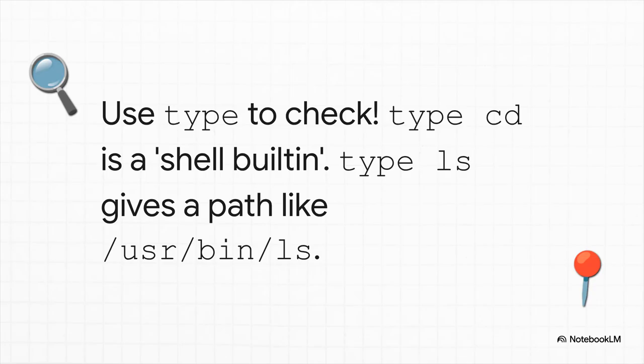So how can you tell which is which? Easy. There's a command for that. It's called type. If you run type cd, the shell will tell you something like cd is a shell built-in. But if you run type ls, it'll show you the actual path to the program, like /usr/bin/ls. It's a fantastic little diagnostic tool for figuring out what's really going on under the hood.